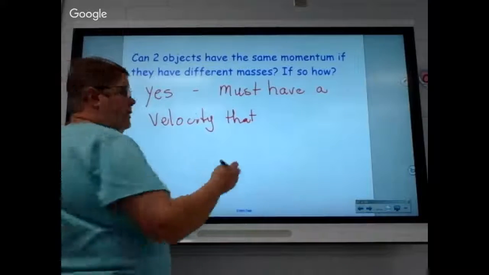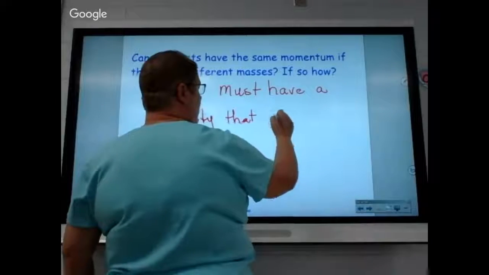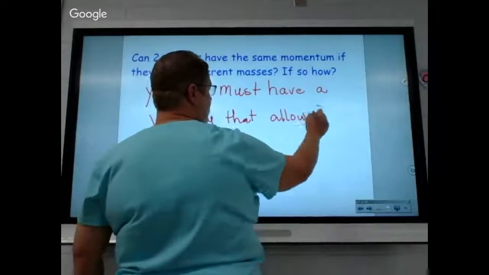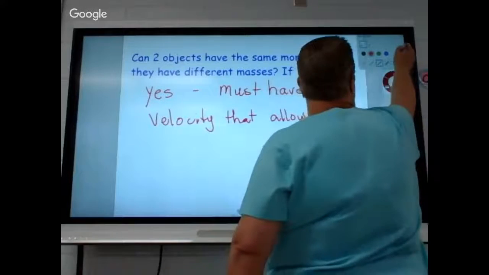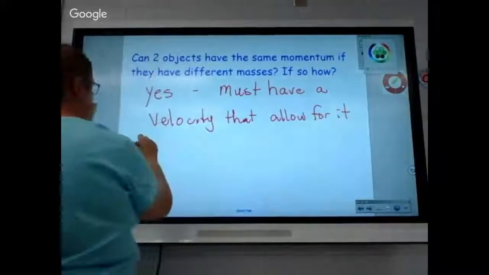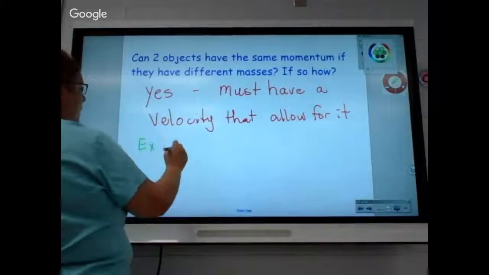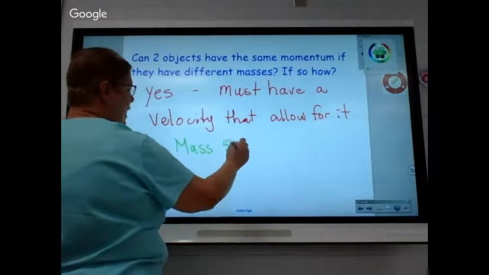They must have a velocity that will allow for it. For example, let's say that we have a mass of 5 kilograms.